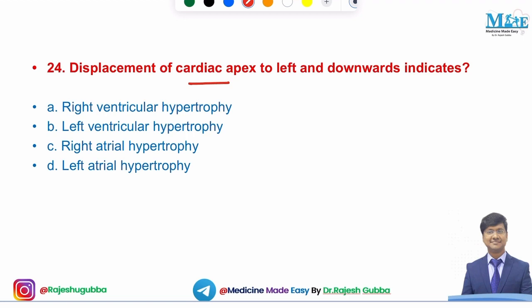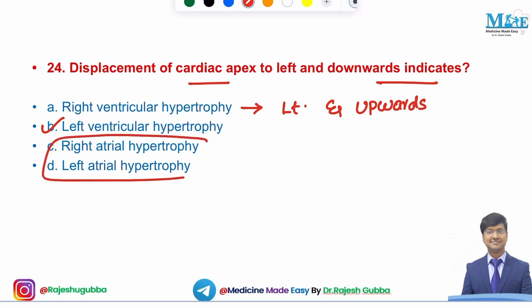Displacement of the cardiac apex to the left and downwards indicates right ventricular hypertrophy, left ventricular hypertrophy, right atrial hypertrophy, left atrial hypertrophy. So displacement of the cardiac apex to the left and down indicates left ventricular hypertrophy. Whereas in right ventricular hypertrophy, the apex is shifted to the left and upwards. That is what you will observe in case of right ventricular hypertrophy. Okay. And in right atrial or left atrial hypertrophy, you don't have a shift in the cardiac apex. Next question.